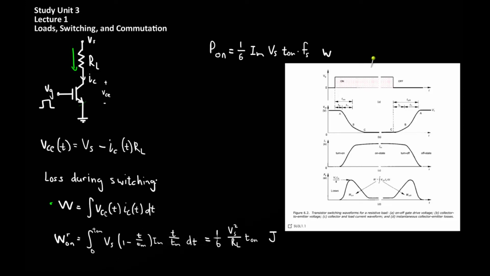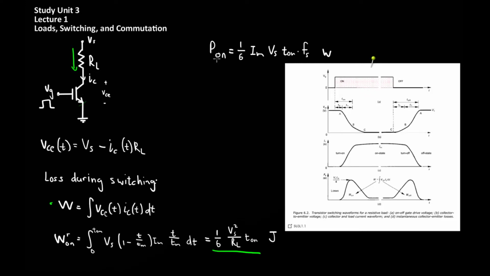Solving this integral yields 1 over 6 multiplied by the supply voltage squared divided by the load multiplied by the time it takes for the device to switch, T on. This equation will express how much energy in joules was lost during the switching. Because of the symmetrical nature of the switching scenario, the energy wasted when the switch turns off again will be similar to that when the switch turns on.